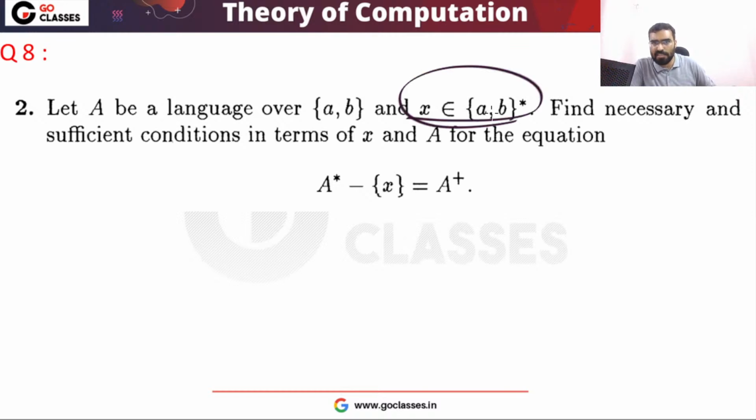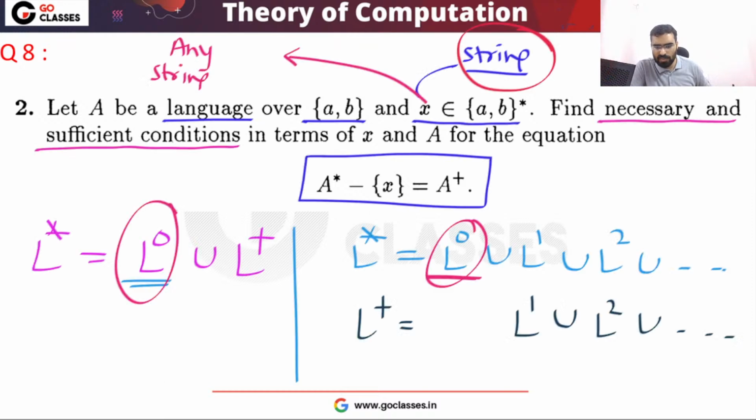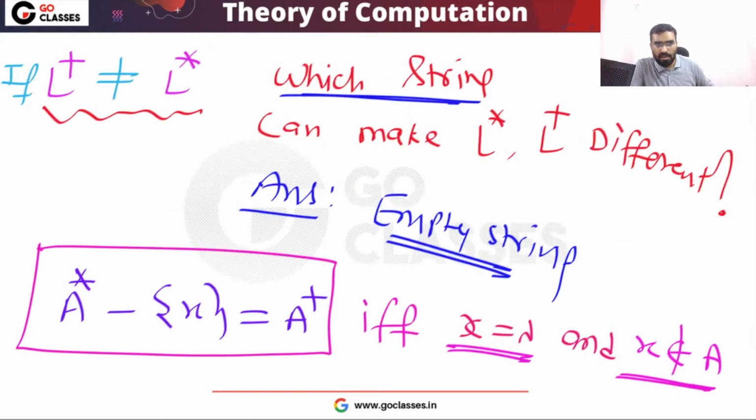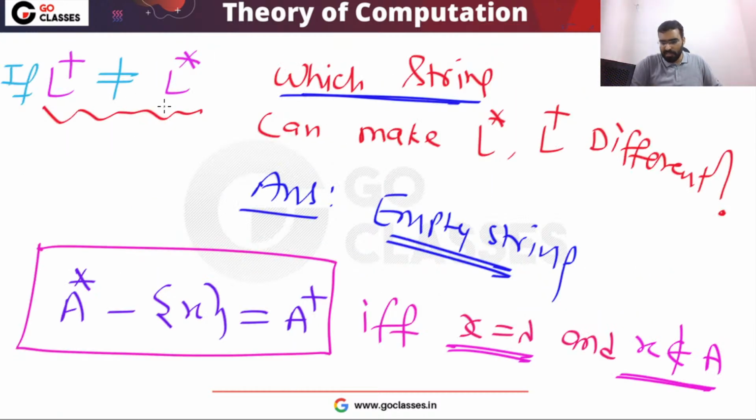You can notice x is a string. We don't know what this string is. L is a language. Now the question is asking, find the necessary and sufficient condition such that this equation will happen. Look at L plus and L star. The only difference is L power 0, that is the set containing empty string. So this is the only string which can make them different.